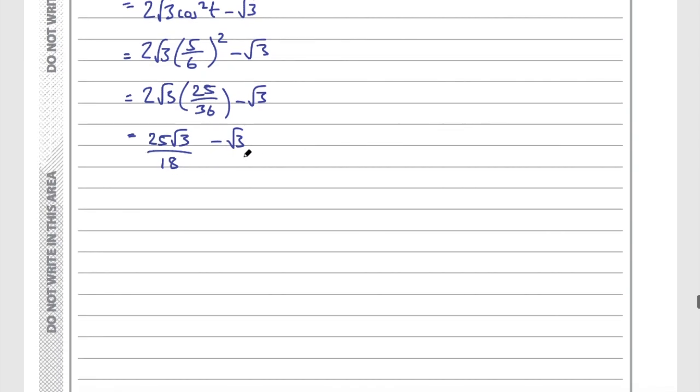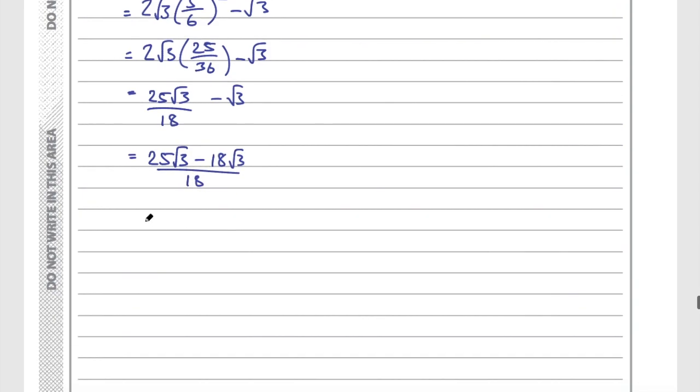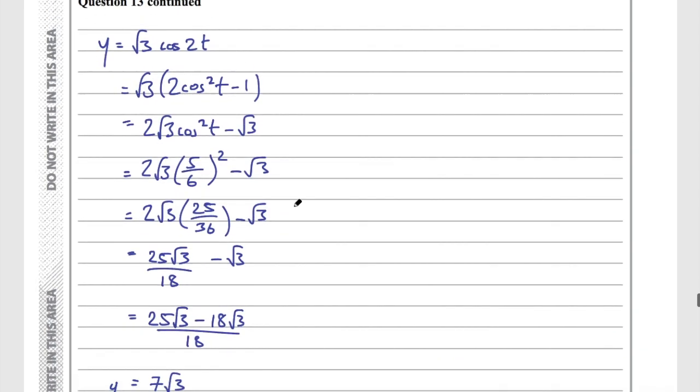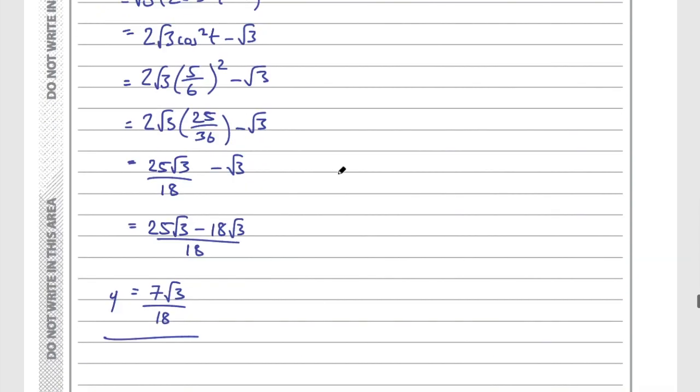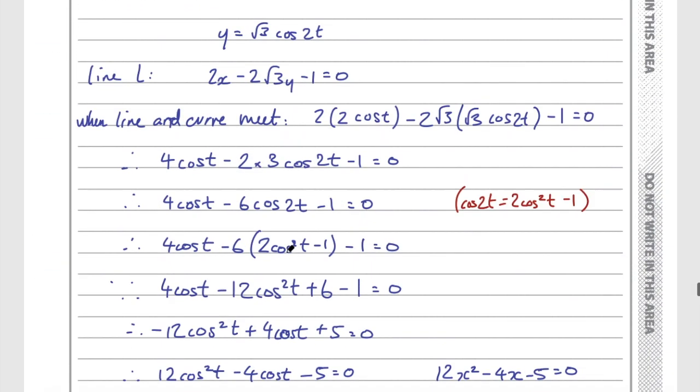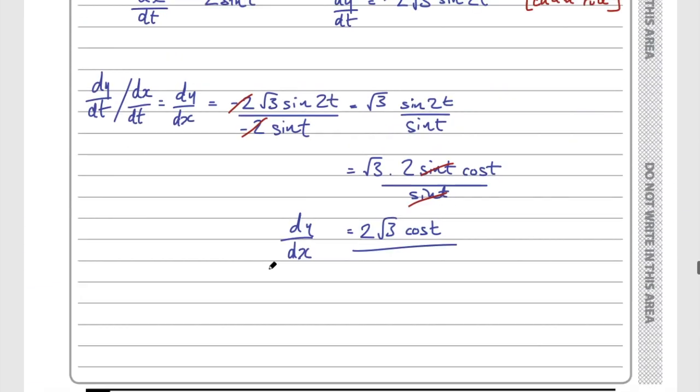And then we need to make the denominators equal. So multiply this root 3 by 18 on 18. So we get 25 root 3 minus 18 root 3 on 18. And then 25 minus 18, that's 7. So on the top line we get 7 root 3 on 18 to find the y value. So that was a fair bit of work there just to get the y value, but we got there in the end. So let's go back to the question just to make sure we've answered everything.